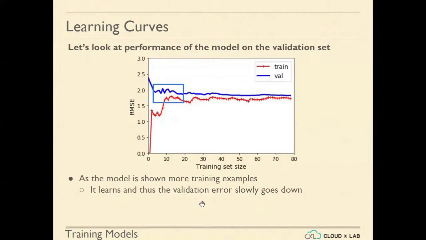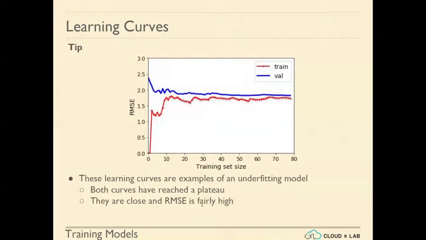This slide I have also already explained. As we add more and more examples, the validation error will reduce. After let's say 20 data points, then 30, 40, 50, 60, 70, and 80, both curves have reached a plateau, because they are close and the RMSE error is fairly high.